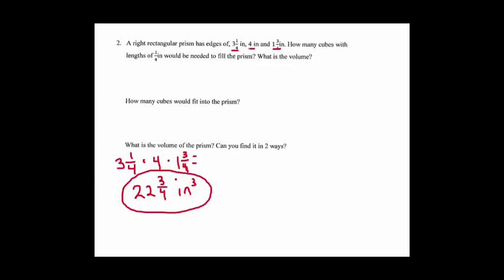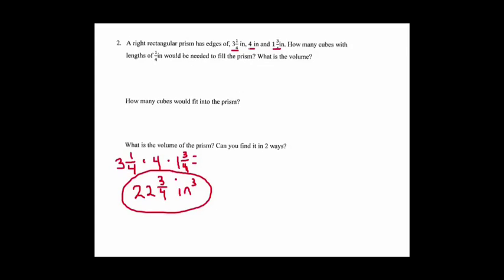And now the question asks, what is the volume of the prism? And can you find it in two ways? So the first way that you can find the volume of the larger prism is by multiplying the length times the width times the height. And so your answer is 22 3/4 cubic inches.